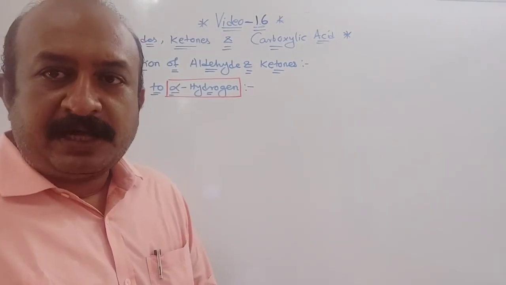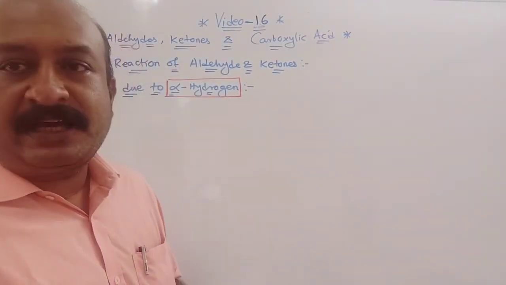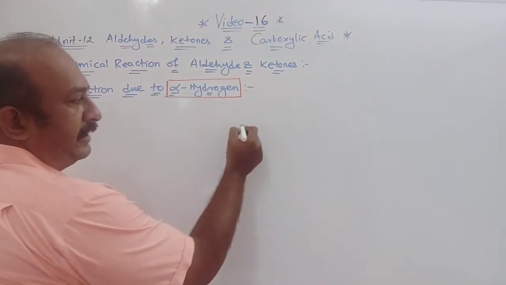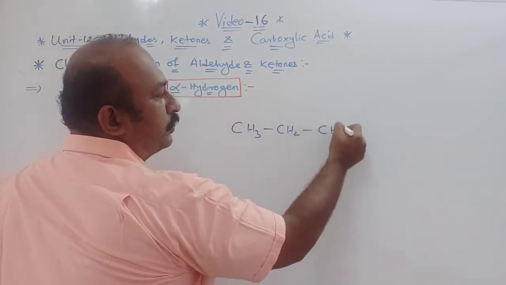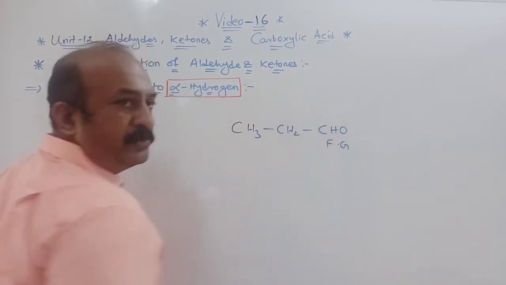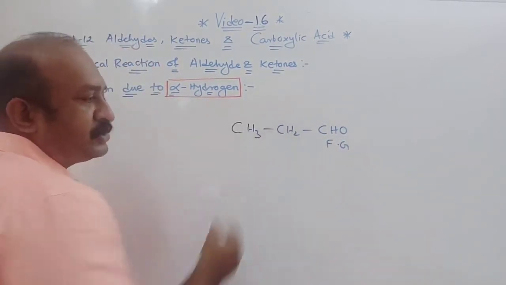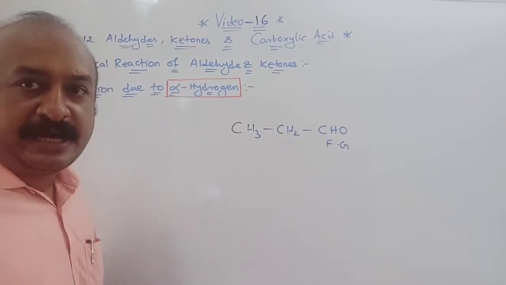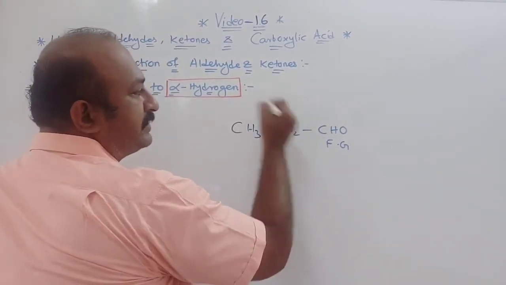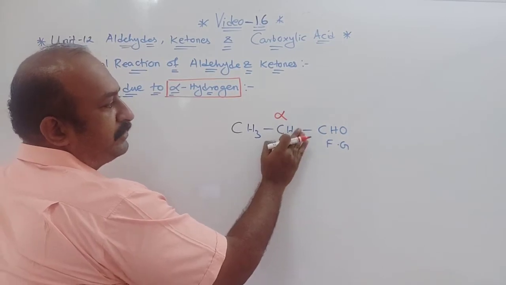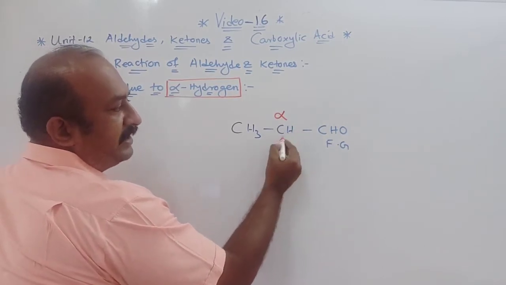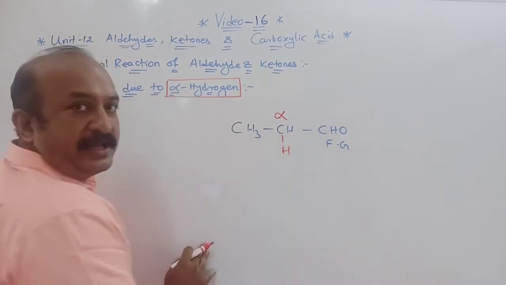Now, when we talk about alpha hydrogen, first we will see what alpha hydrogen is. When I write CH3, CH2 and CHO, this is the functional group, and the carbon next to the functional group is the alpha carbon. Now here I have written H2, but we will write it in a different way. One H I will write like this and another H I will write like this.